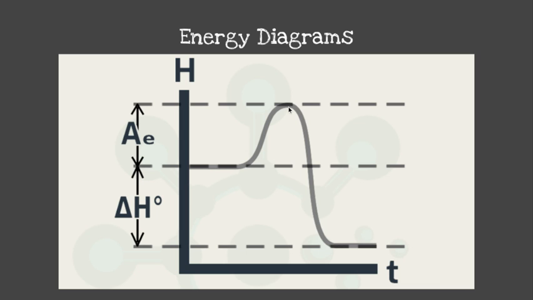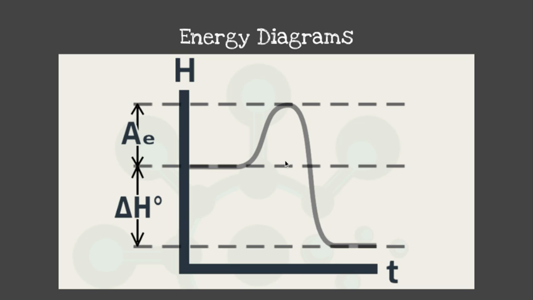The energy from this point minus this point is known as the activation energy, or AE, or A sub E. An activation energy is the amount of energy needed for the reaction to continue if it is an irreversible, or rather non-spontaneous, reaction.